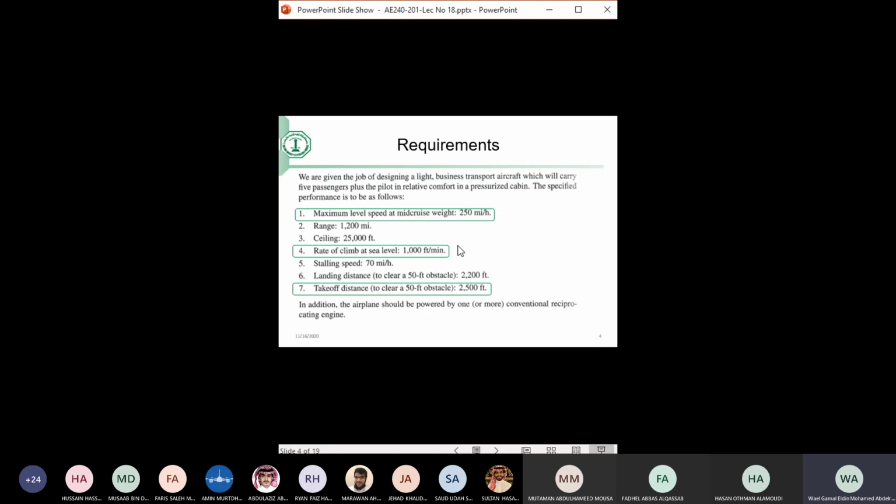One way to do this is to ask myself, okay, I will get the equation of the maximum speed, and from there, hopefully I will get the power. I will get the equation of the rate of climb from chapter 5, and from there I will get the power, and the same I will do for the takeoff distance. And when I do so, I will get 3 different values of power. In order to satisfy all of them, I must pick which power. Is it the highest or the lowest or the average?